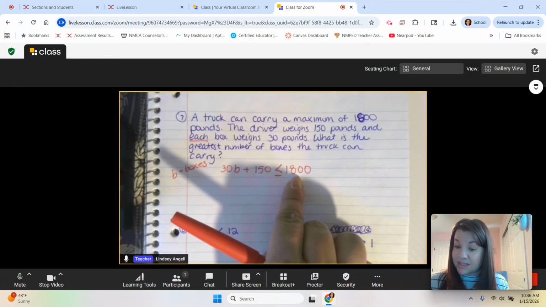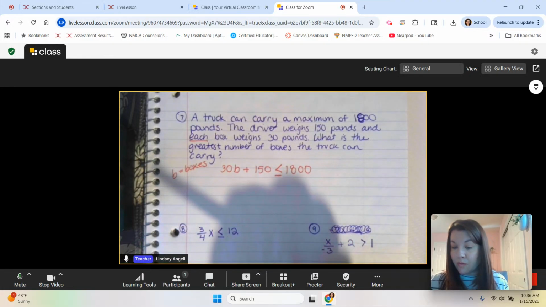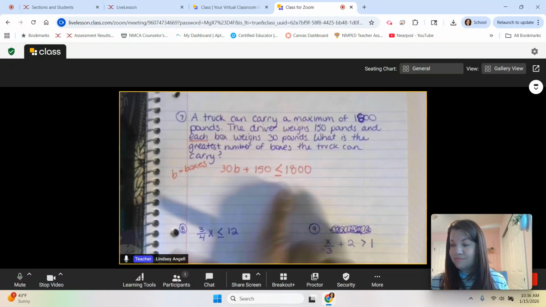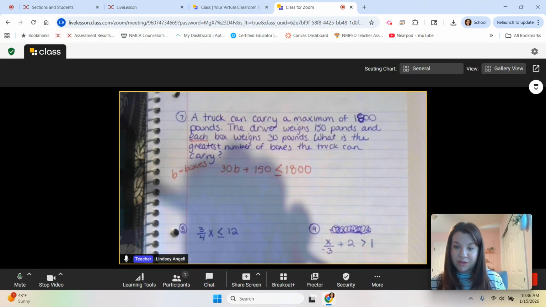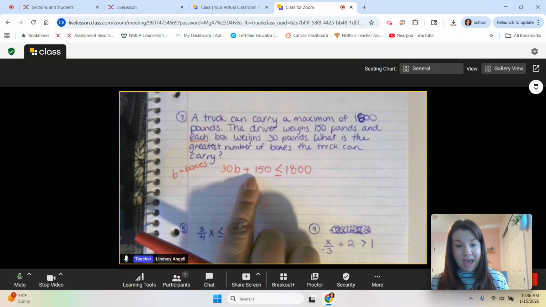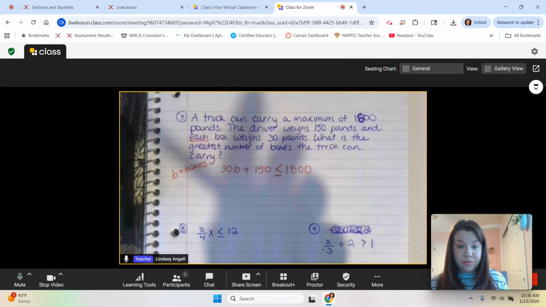And I'll give you a hint, this problem actually is modeled off of one from your test. So just be aware of that. So hopefully this helps. Okay, after that, we can solve.